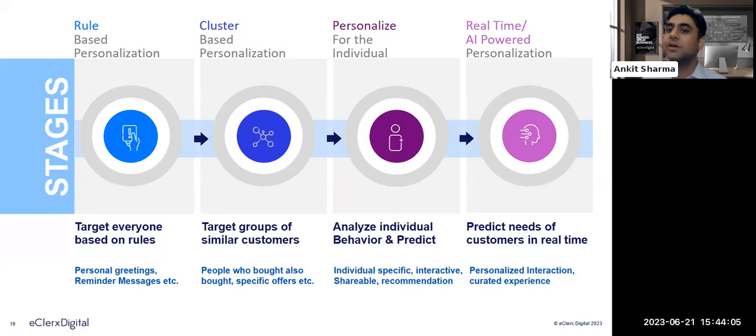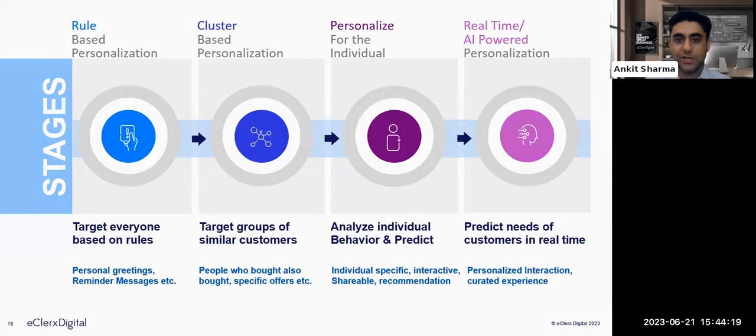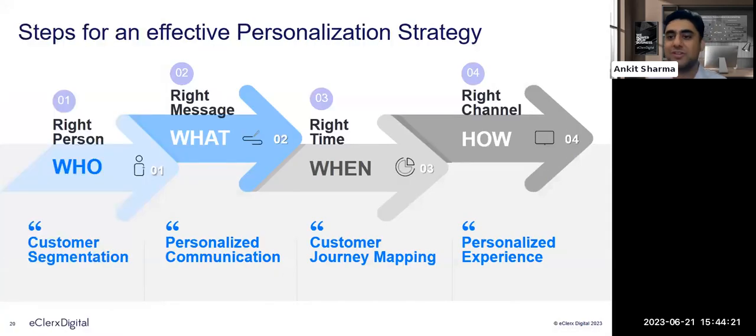Rajasi, Alessandro, Peter, do you think that summary makes sense? Would you like to add anything? No, I think you're good. All good, Ankit.